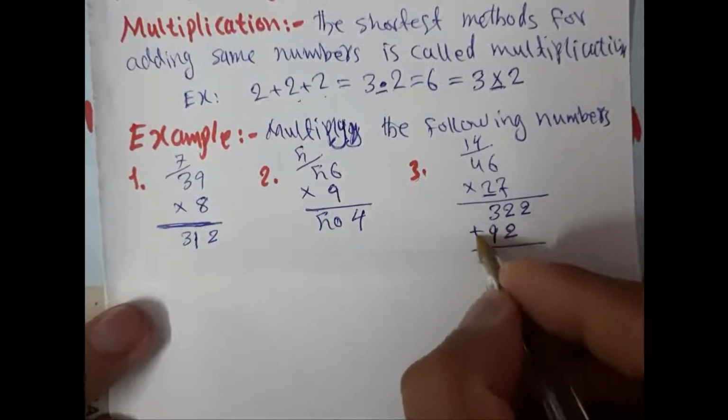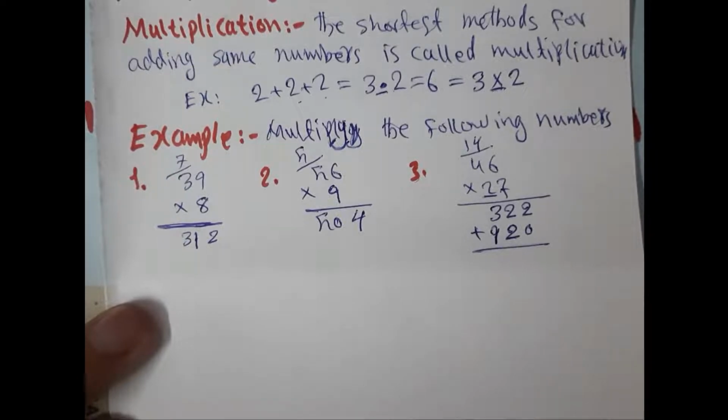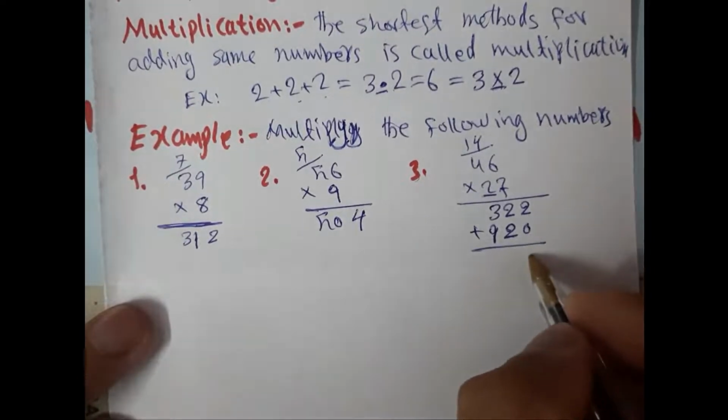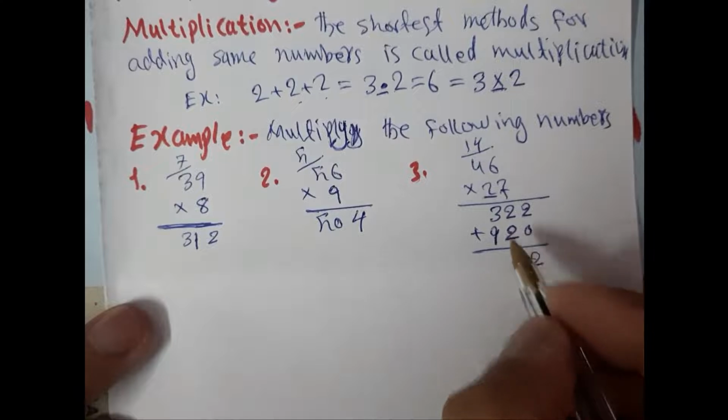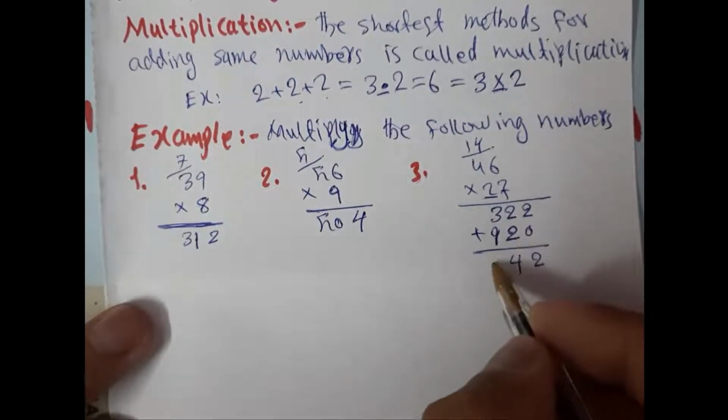We add these numbers. Here we don't have a number, so we can write 0. 2 plus 0, 2. 2 plus 2, 4. 3 plus 9, 12.